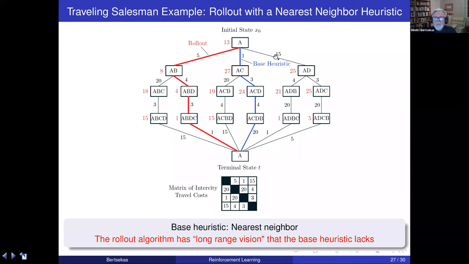And the black numbers that you see here are the numbers given by this matrix of intercity travel. The red numbers are the optimal numbers, the dynamic programming numbers, the optimal costs to go: 15, ones, and so on. 15 plus 3 is 18, 1 plus 3 is 4, and so on. And we have a choice over here, and we have a choice over here. Is the figure clear? The formulation of the problem is a dynamic programming problem, and the execution of the algorithm.